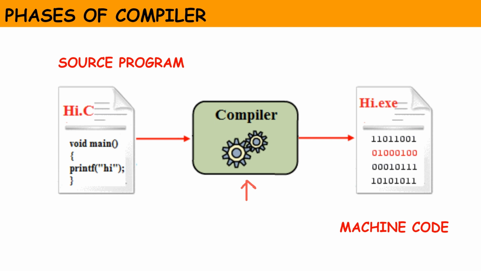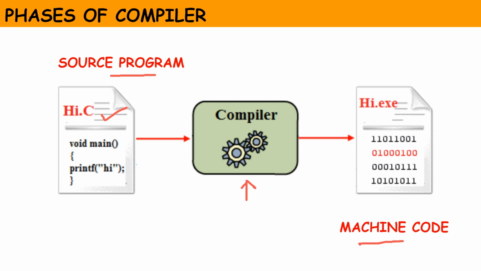So what is a compiler? The compiler is a program that can read a program in one language, that is the source language, for example the C programming language, and translate it into an equivalent program in another language, which we call machine code. If the compiler detects any errors during this translation process, it reports them. So this is the compiler.